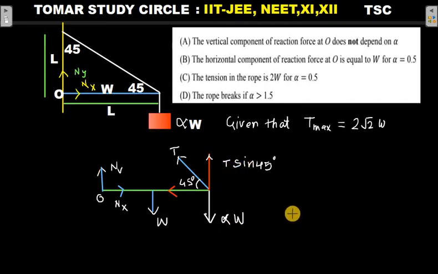Okay, the problem is based on equilibrium. First we consider the rotational equilibrium. On taking rotational equilibrium about point O, we can write sigma tau will be equal to 0. That is, clockwise torque will be equal to anti-clockwise torque.